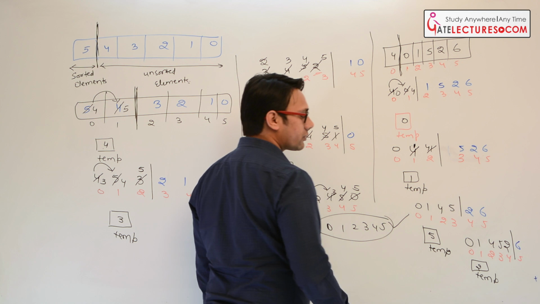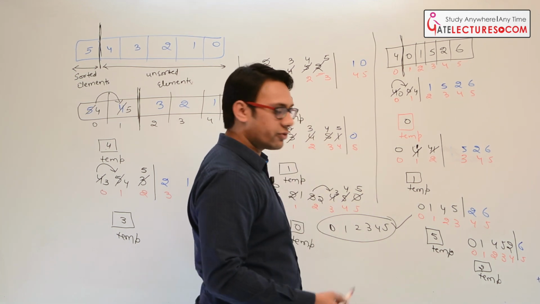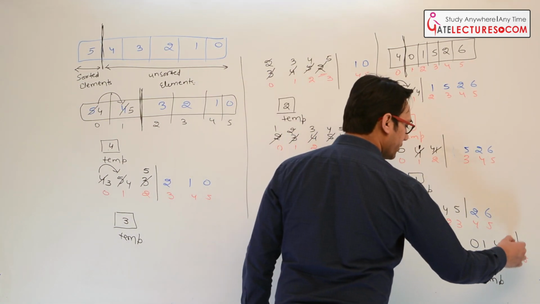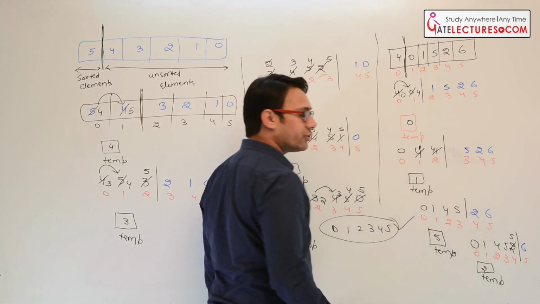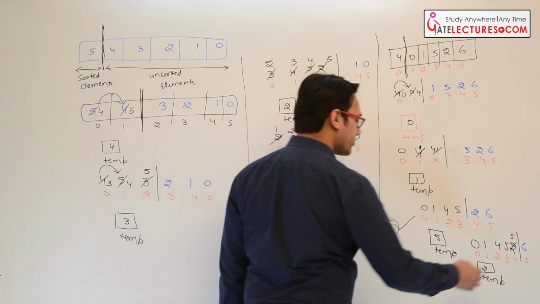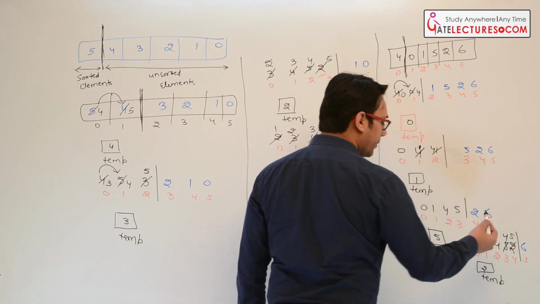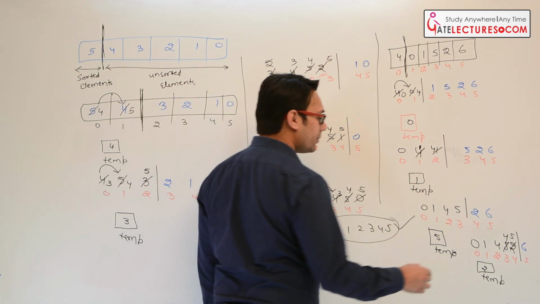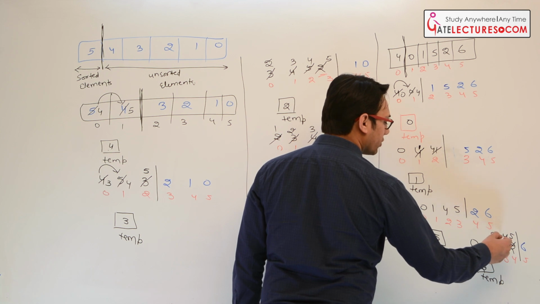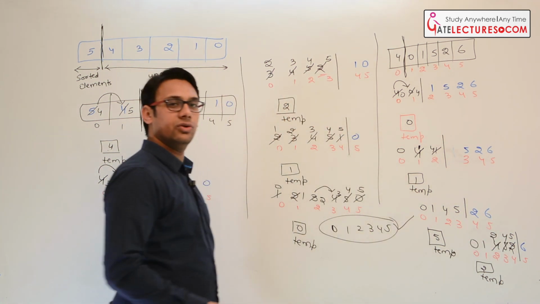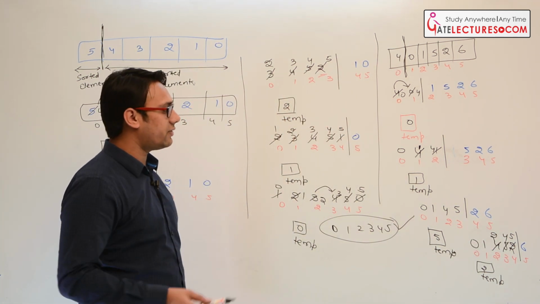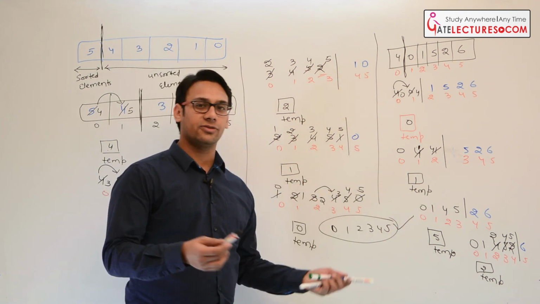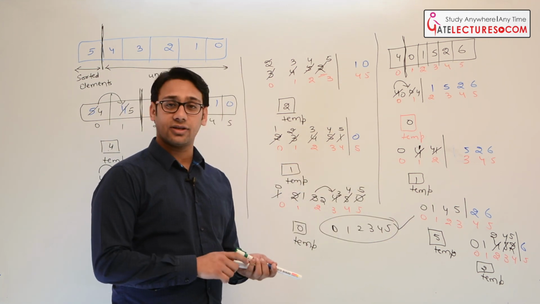Compare 5 and 2. 5 is greater than 2, therefore there will be a swap, so 5 will come here. Compare 4 and 2. 4 is greater than 2, therefore there will be a swap, 4 will come here. Compare 1 and 2, because 1 is smaller than 2, there will not be any swap, so 2 will come here. So the elements we have are 0, 1, 2, 4, 5. Again the same way we can shift the window to the element 6 and we can sort this element. Okay, so this is the insertion sort.